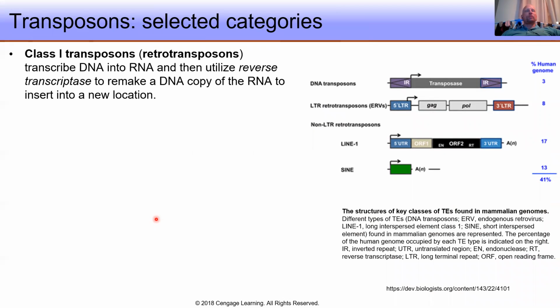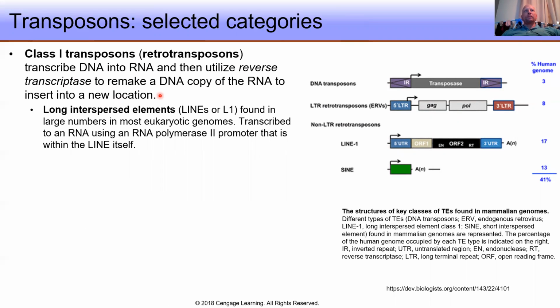We have class 1, also called retrotransposons, and the DNA gets transcribed into RNA, and then they utilize an enzyme called reverse transcriptase. And what that does, it makes a DNA copy of that RNA, and then it's able to insert in a new location somewhere else in the genome.